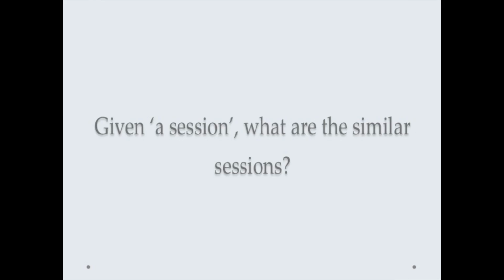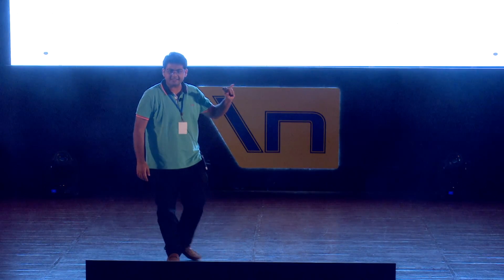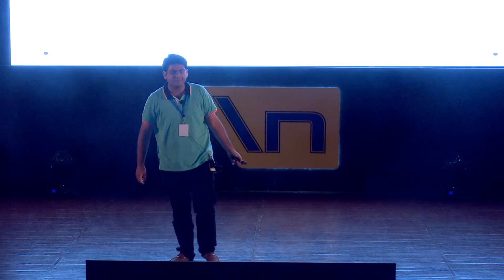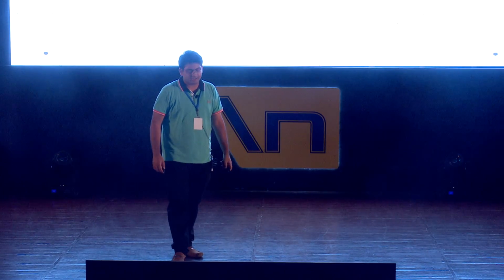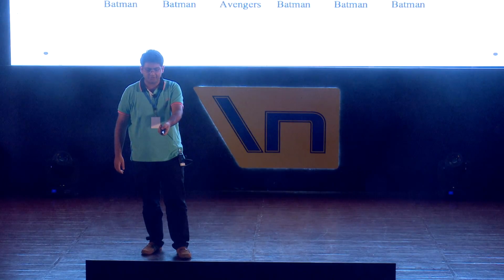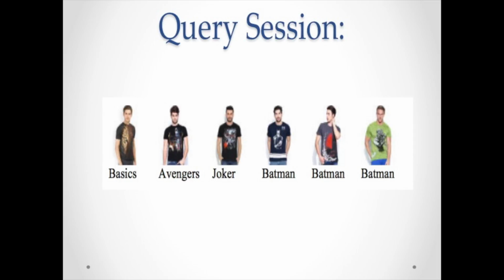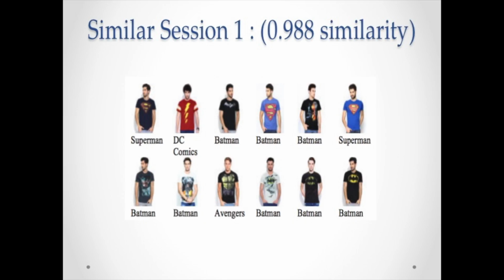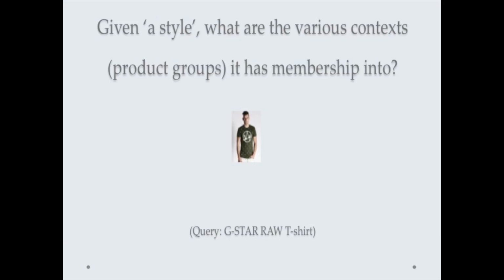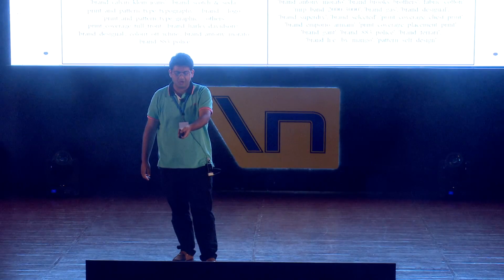Then given a session, what are the similar sessions? Essentially, since I have the vectors for each of them, you can just keep taking the dot products and find out what sort of similarity works out for us, right? So I just took one such session of superheroes, and I get these two similar sessions. And the last thing: given a style, what are the various product groups it has membership in? So for instance, I take this sort of a t-shirt, and it falls into these two contexts.